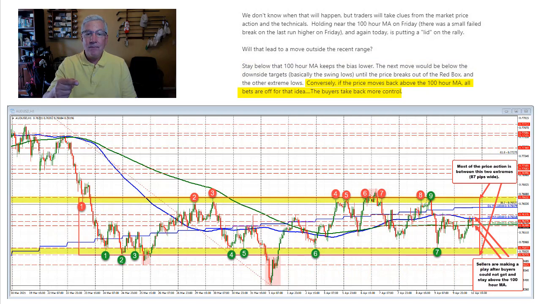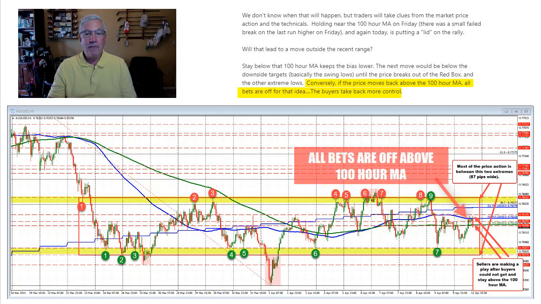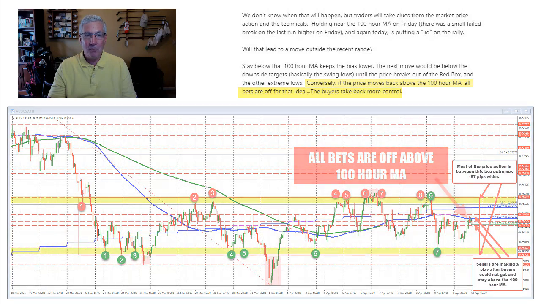Conversely, if the price moves back above the 100-hour moving average, then I write all bets are off for that idea. The buyers take back more control. So what happened?